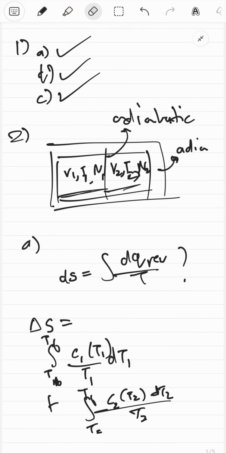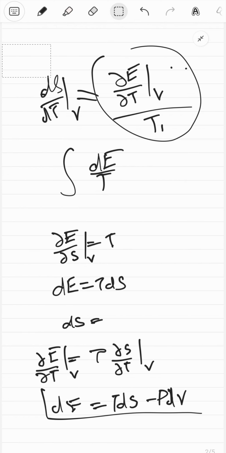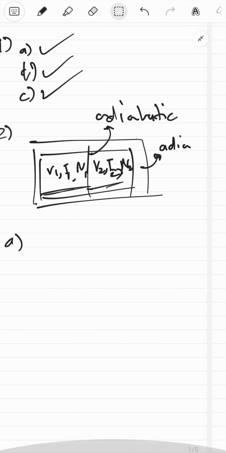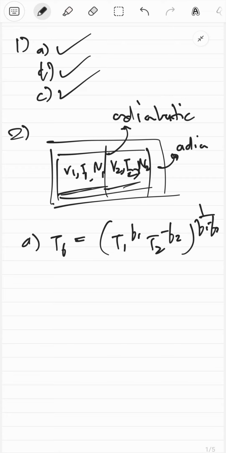So the second part A is also just done. We can in fact just write down the final expression directly. You just have TF is equal to T1 to the power F1 times T2 to the power minus F2, all of that to the power of 1 upon F1 minus F2. Amazing.